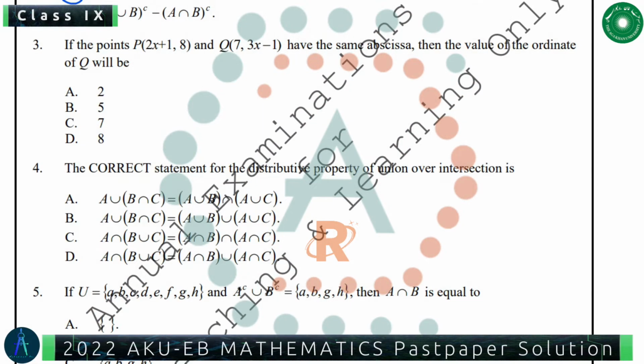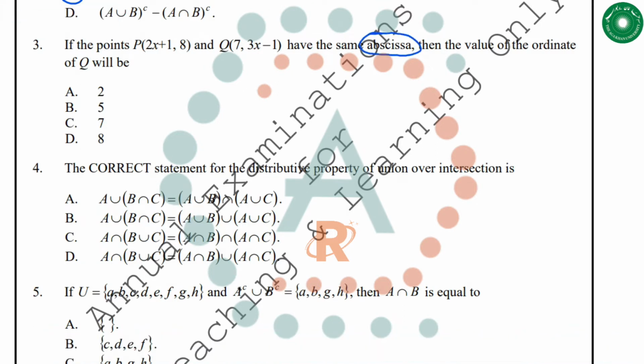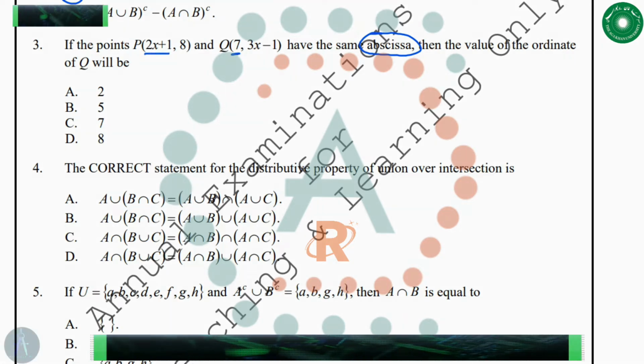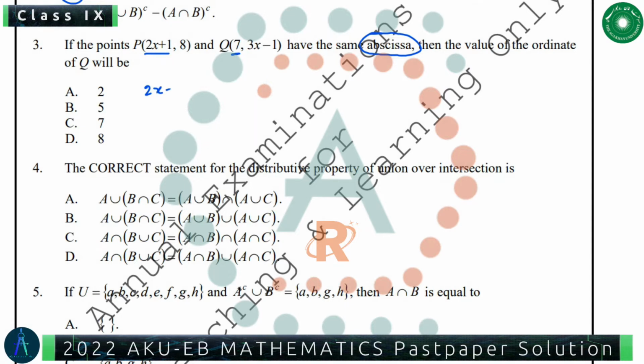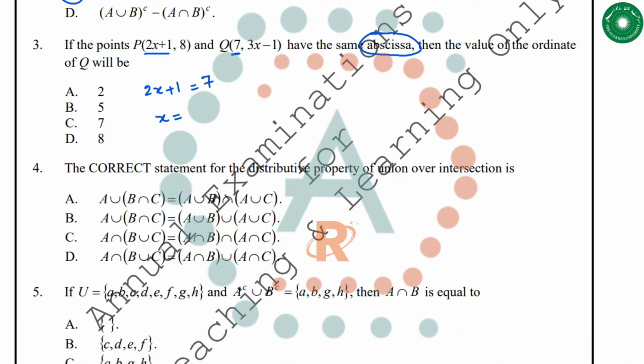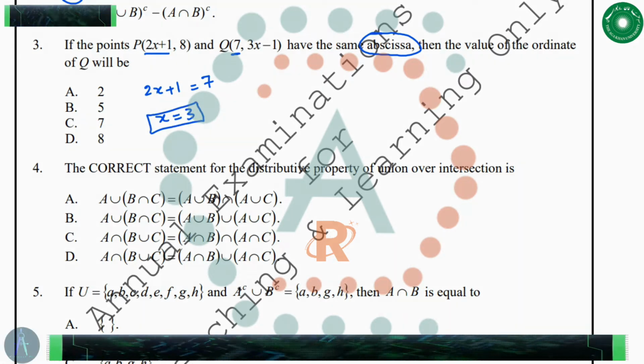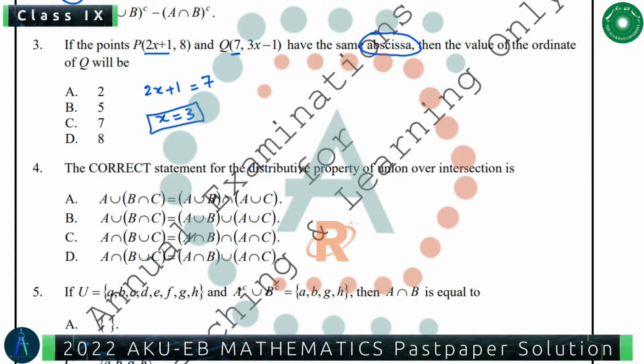Question number 3. If the points P and Q have the same abscissa, then what will be the value of the ordinate of Q? Same abscissa means the values of the x coordinate are the same. So this is the x coordinate and this is the x coordinate. So 2x plus 1 should be equal to 7. In this way, x will be equal to 7 minus 1, 6, divided by 2, that is 3. So the value of x is 3.